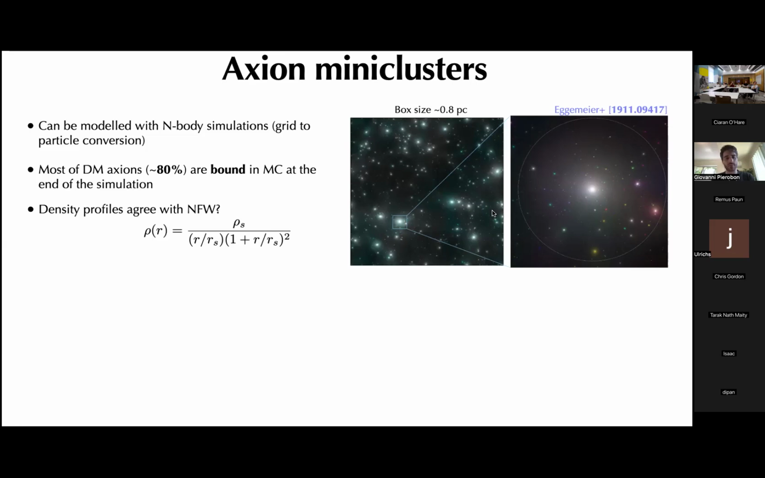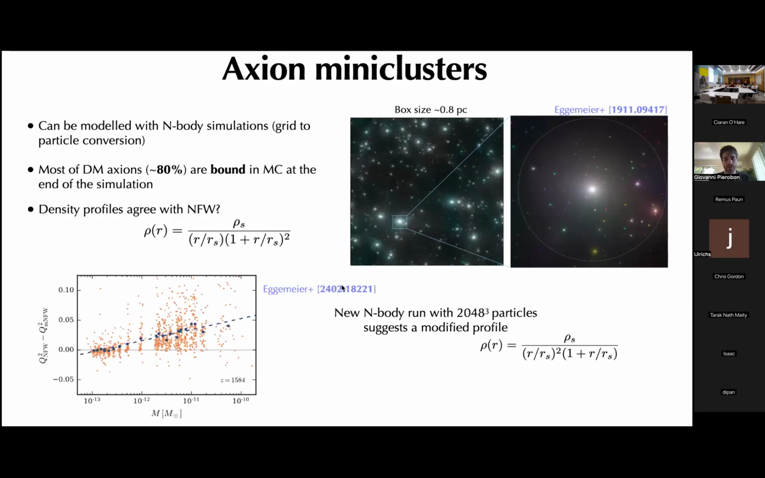What they found in the paper is that most of the axions will end up bound in those objects, as you would expect, about 80%. The other thing they point out is that they seem to have an NFW profile, this Navarro-Frenk-White profile, which is a universal profile for dark matter, which is well known. Knowing the profile of these miniclusters is really important, because we need to understand how dense and how compact these objects are in case they might undergo tidal stripping because of interaction with the galaxy.